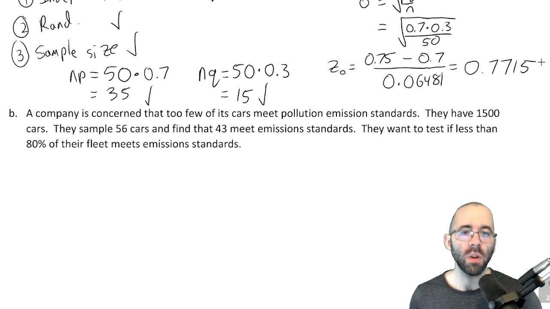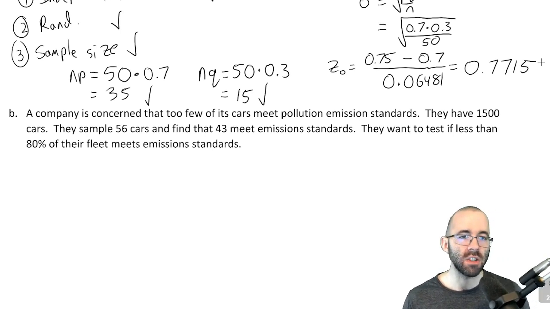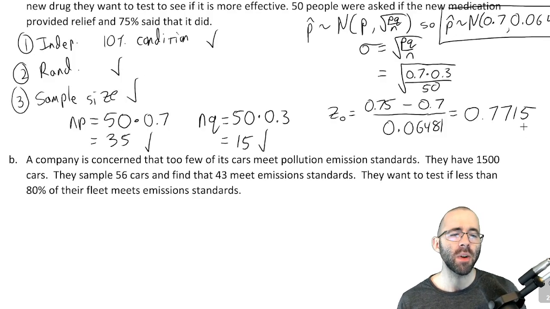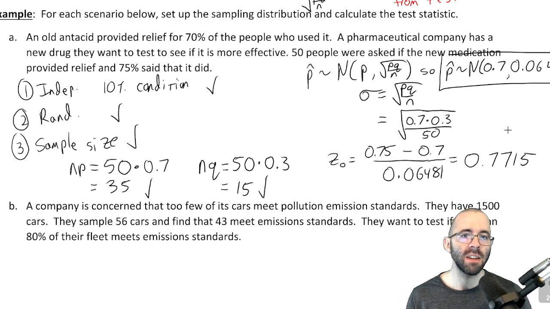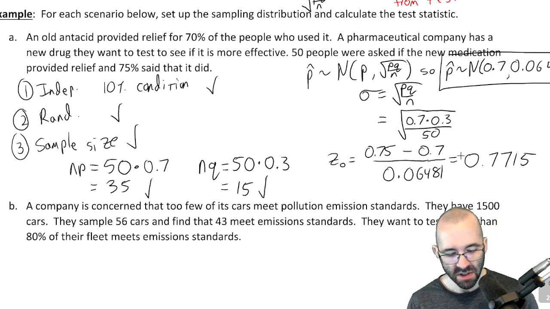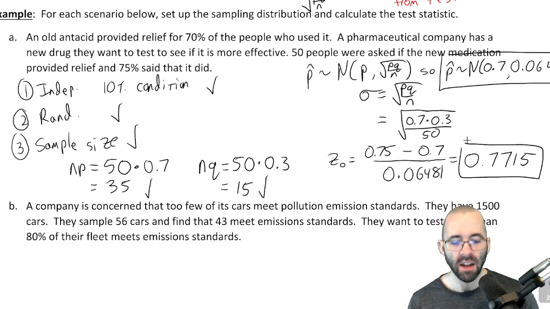Remember that z-score is how many standard deviations away from the mean you are. So we're not even one standard deviation away from the mean here. This is a very typical result. This result's not surprising. This result is very believable, even if the new medication is same as the old medication. This is our test statistic here. And that's steps 2 and 3.